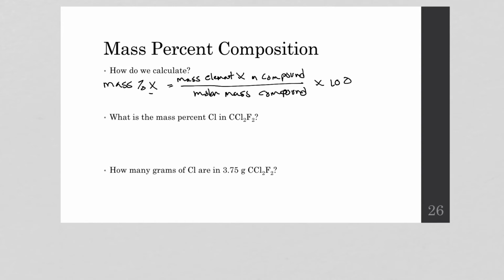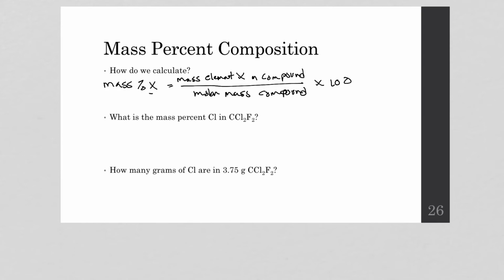So essentially what we're doing is we're taking the part, right? So how much of the mass is coming from element X divided by the total mass? So the part over the whole, right? What any percentage is, right? And the fraction times 100 to convert it to a percent. So let's do an example.